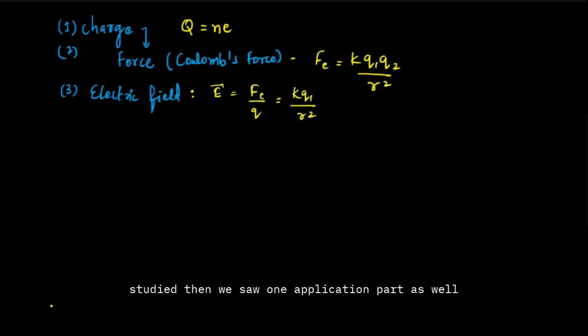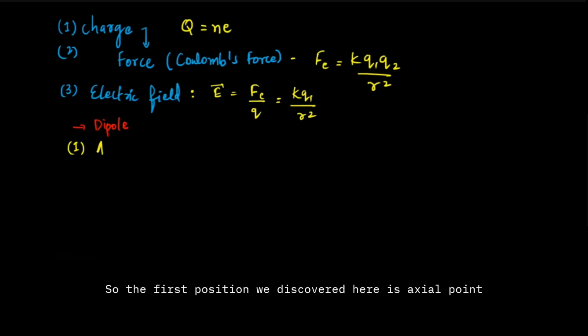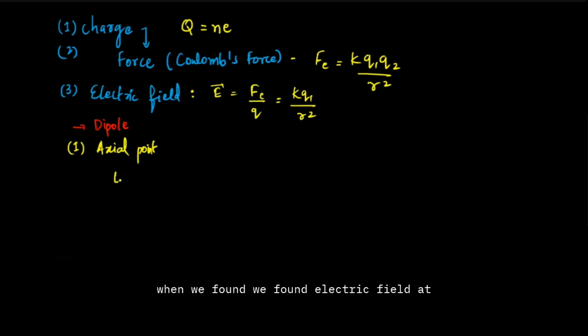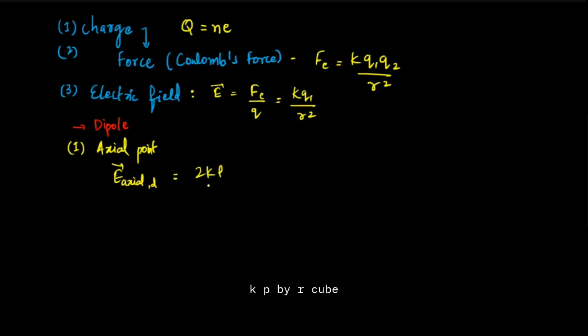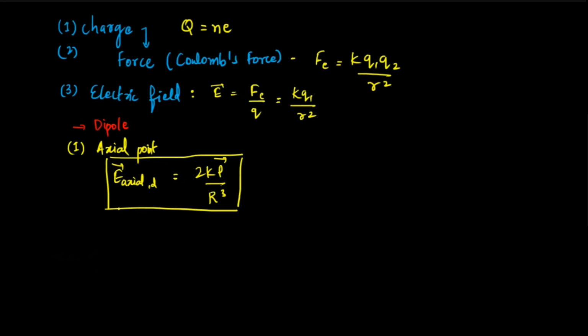Then we saw one application part as well. In the application part, we talked about the dipole and tried to find the electric field due to a dipole at various positions. The first position we discovered is the axial point. At the axial point, the electric field due to a dipole is equal to 2kp by r cubed. This is another important relation that we need to keep in our mind.